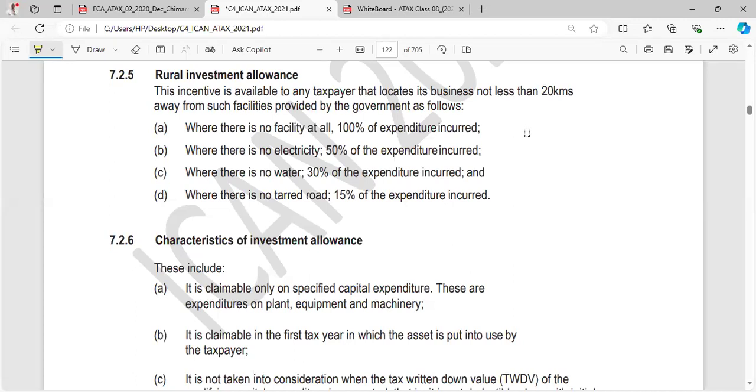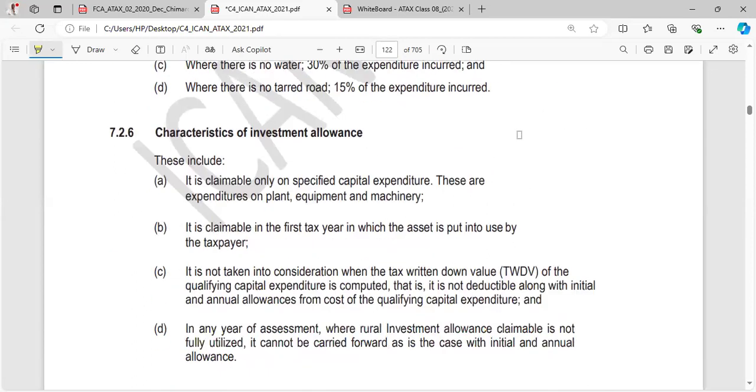So if you can see now, if you add electricity, water, and tarred road, it doesn't give you 100%. It only gives you 95%. So it means that for someone who just goes to a place where there is no tarred road, of all the expenditure you make, you are just getting 15% of it as allowance. Rural investment: someone would want to go to a place where there are no facilities at all and invest, because he's getting all of them.